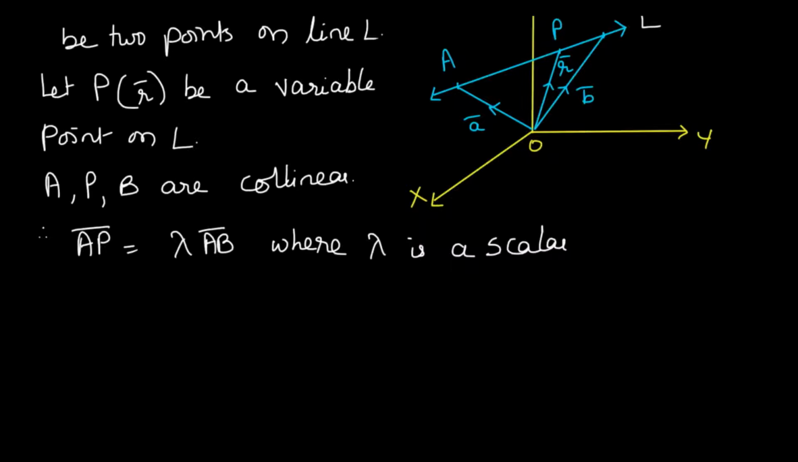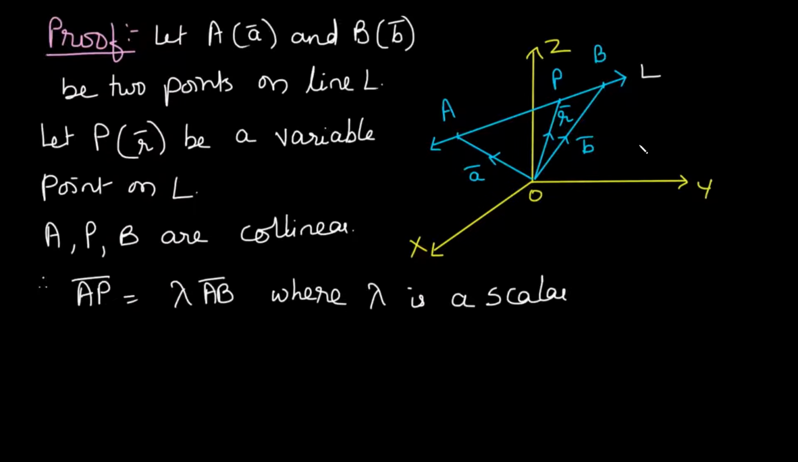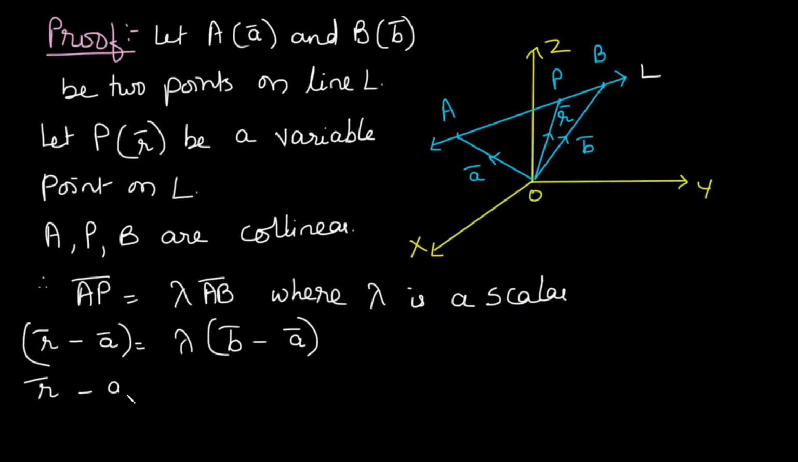Over here you can just notice the figure properly before we go further with the sum. See that from the origin we have drawn the position vectors A bar, B bar and R bar with respect to A, P and B. And so we continue the sum. AP bar is given as R bar minus A bar according to position vectors, which is equal to lambda into AB bar, which can be written as B bar minus A bar. Now open the brackets and write the next step this way, that is R bar minus A bar is equal to lambda B bar minus lambda A bar.